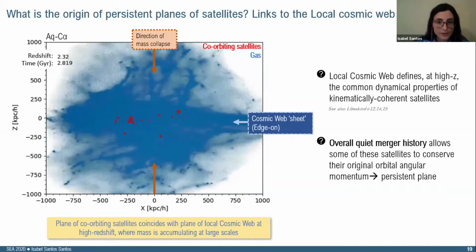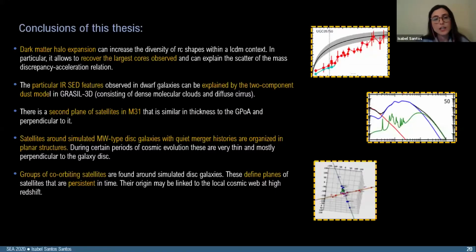And I finish here. These are the main conclusions of my thesis. Dark matter halo expansion can recover the largest cores observed. The particular infrared spectral energy distribution features of dark galaxies can be explained by the interplay of a dense and diffuse dust component. We find the second plane of satellites in Andromeda.